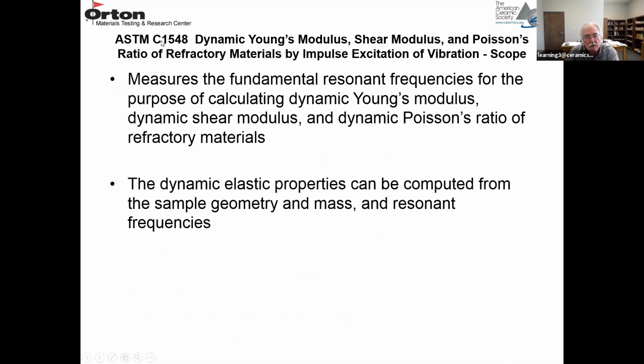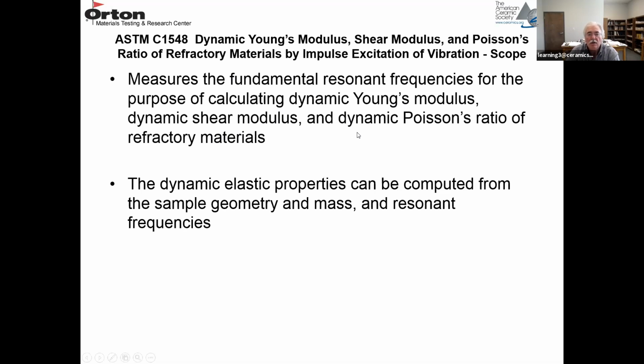There's another method, ASTM C1548, which gives you the exact values. You can get a Young's modulus, shear modulus, and a Poisson's ratio. It's an impulse excitation method where you impact the sample, you create a vibration, you measure the frequency of that vibration, and you can calculate the elastic properties. So you measure a fundamental resonant frequency to calculate Young's modulus, shear modulus, and Poisson's ratio, and it's called dynamic because you're resonating the sample.